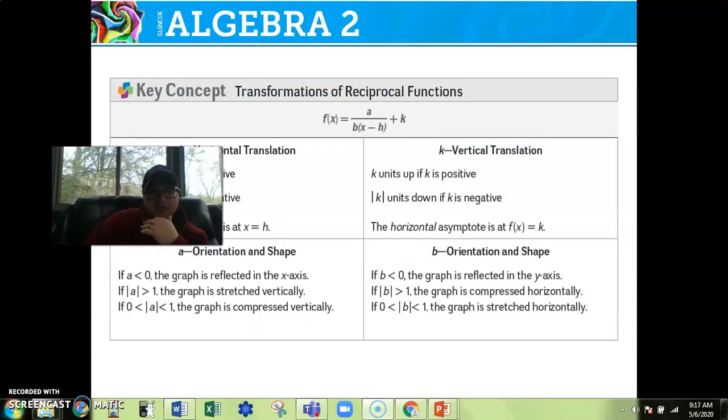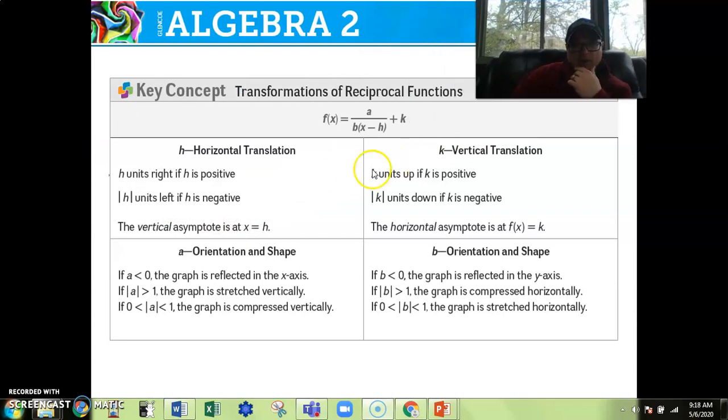So this is a lot of information on this screen here, the concepts of transformation of a reciprocal function. If you remember what we have when we do transformations, you'll see the letters H and K. H is a horizontal shift. Remember that it's the opposite of what you see in parentheses. That still holds true. K is a vertical shift, shifts it up or down. That holds the same. A tells you whether it opens upward or downward, and B tells you whether it's stretched vertically or horizontally.